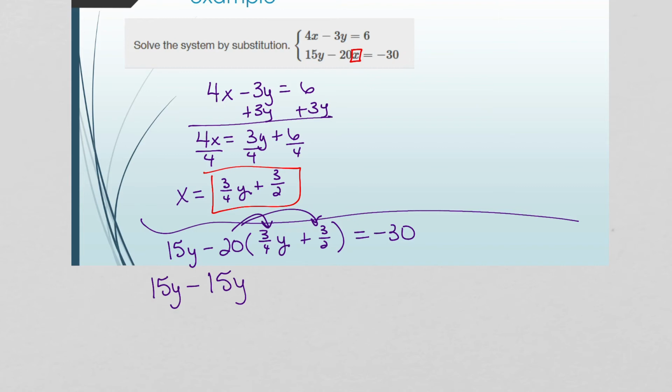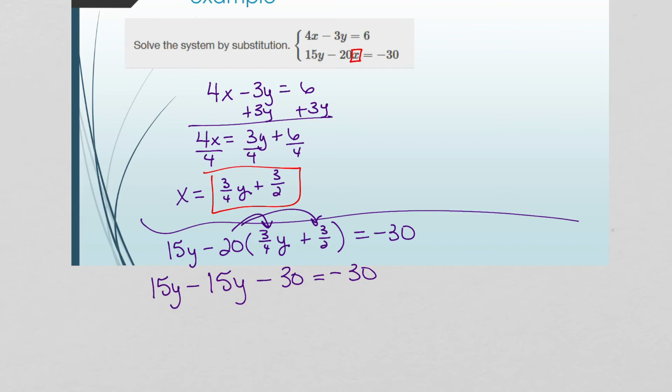Okay? Then negative 20 times 3 halves. So I know it's going to be a negative because a negative times a positive is a negative. So I'm going to write that down. 2 goes into 20 10 times. 10 times 3 is 30.